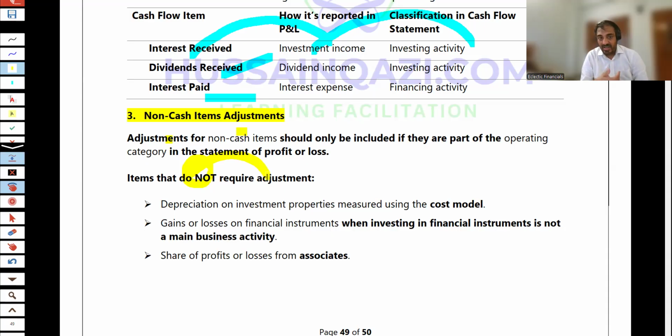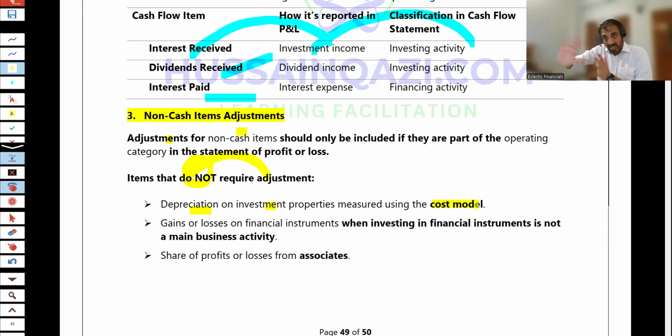I have shared an example, rental from investment property. But here the example is depreciation of investment property if they use the cost model. First, let it be clear: depreciation of investment property. This depreciation expense is not part of the operating category. This depreciation expense is a part of investment property.